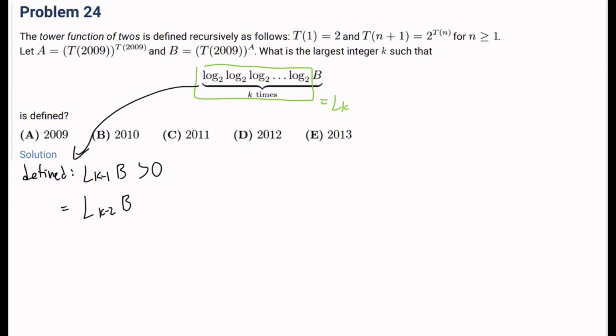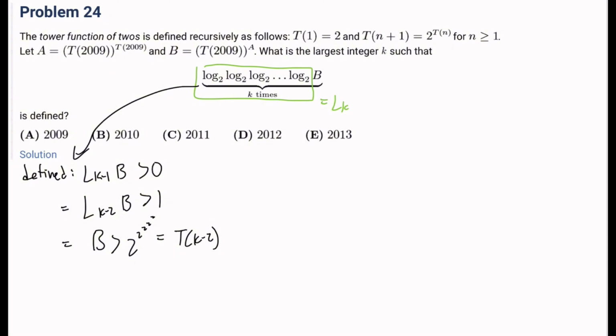This is greater than 1. This should be possible. And so this means that b is greater than 2 to the 2 power, and this would be k minus 2 times, right? But then we have a function for that. It's called t, right? So that's going to equal t to the t_{k-2}. So b is supposed to be greater than t_{k-2}.